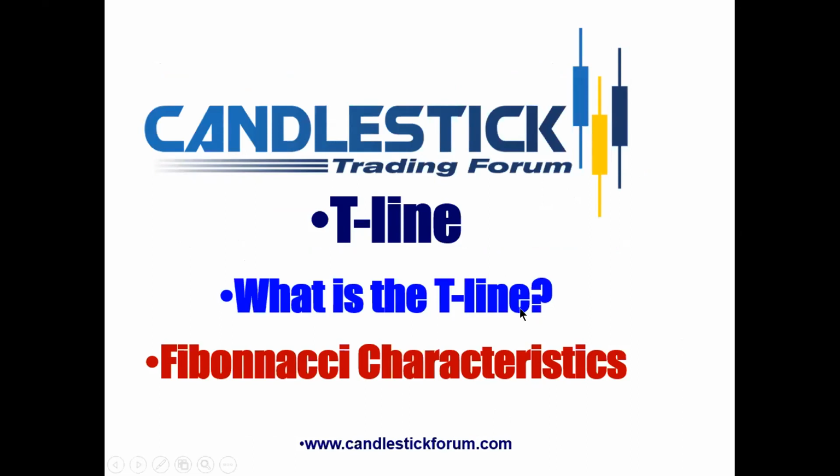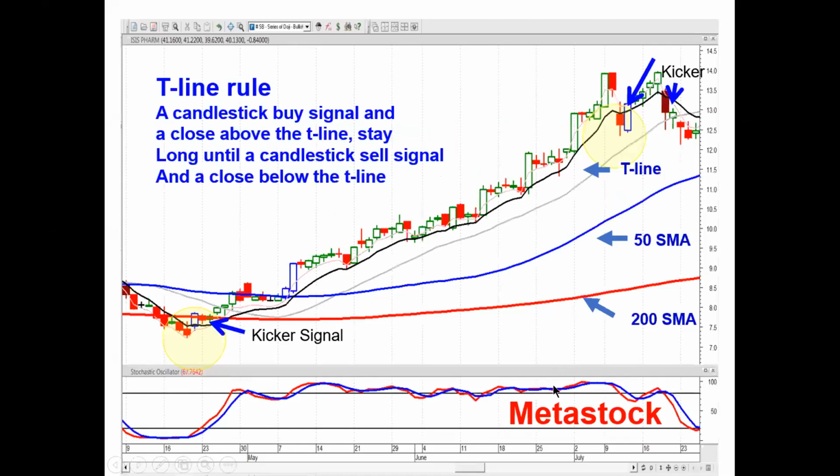If the candlestick signals are the graphic depiction of what's going on in investor sentiment, and the T-line acts like a natural support and resistance level of human nature, when you combine those two, you have an extremely powerful trading platform. So there's a very simple T-line rule.